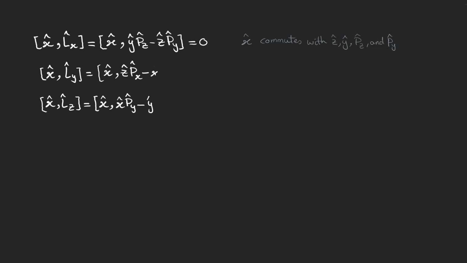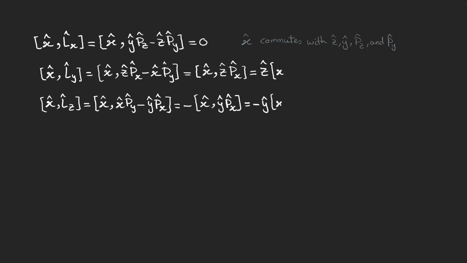So let's see if x and Lx commute, and as you can see, they commute because x commutes with y, pz, z, and py. You can do the same thing for x and Ly and x and Lz and find them to be iħ z and minus iħ y.